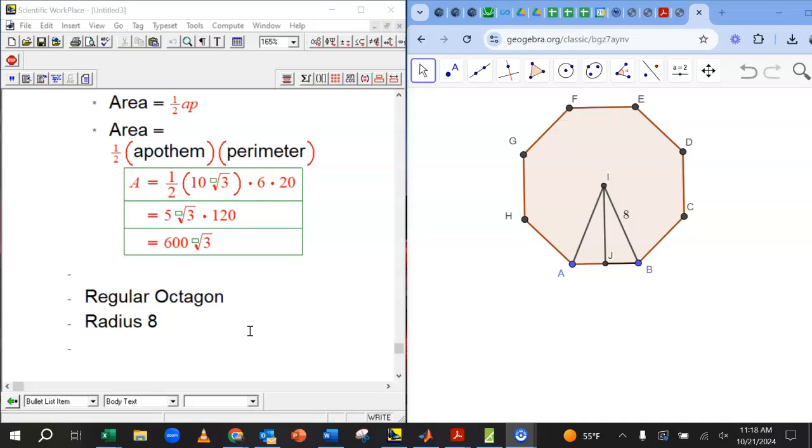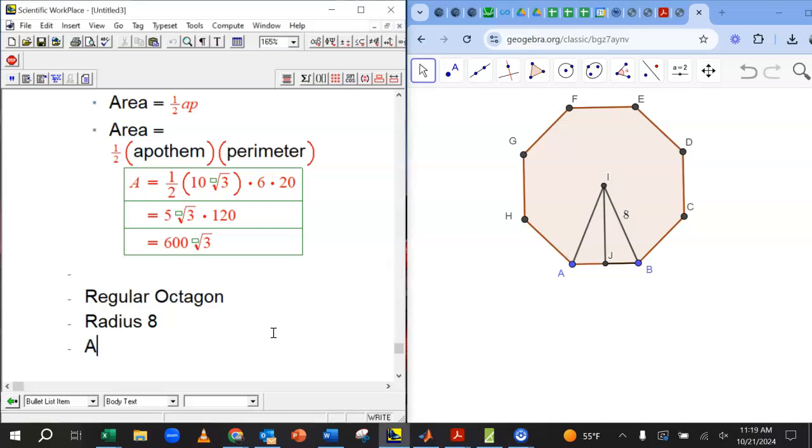So this is a regular octagon. I'm going to have still the radius given. There's lots of variations where you're not always going to be given the radius necessarily, but the radius is 8. And so that's IB as indicated in the diagram. And I want to follow the same steps, but I don't have a special triangle anymore.